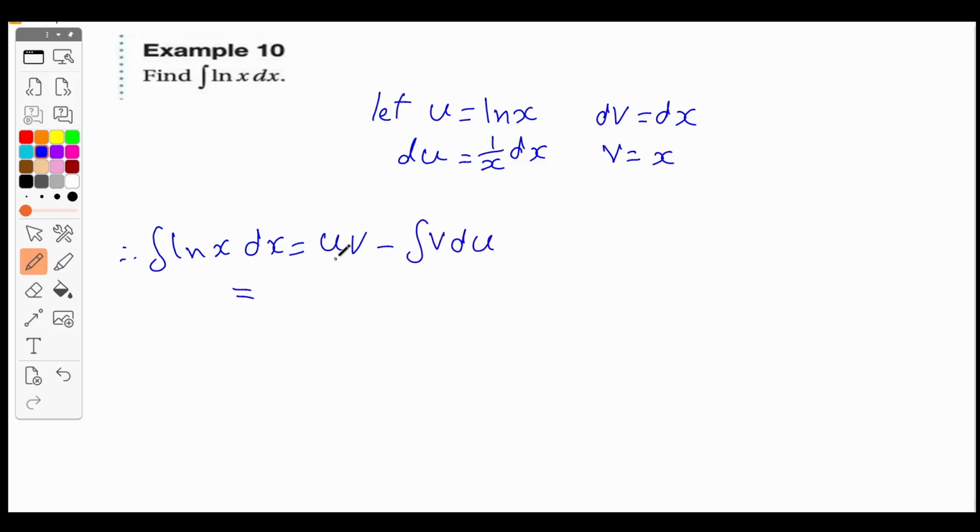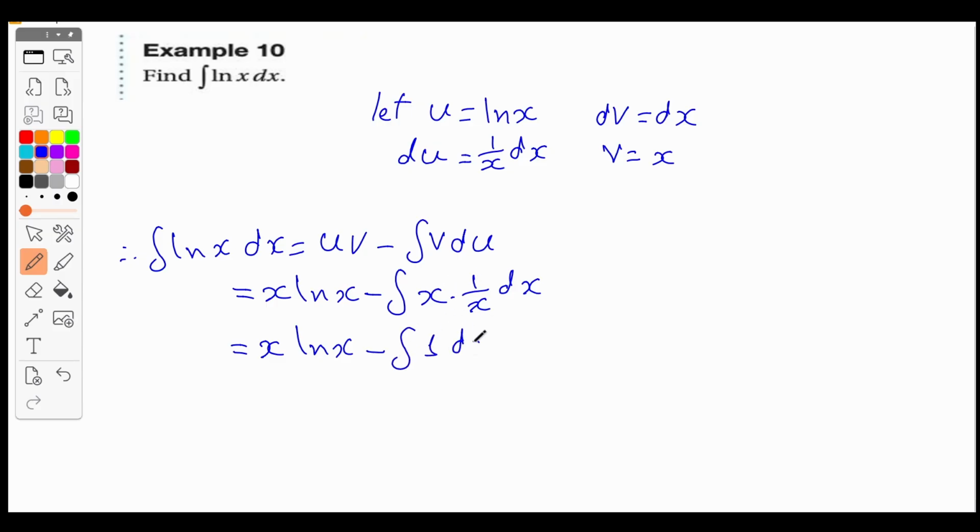Now let's plug in. uv, we need to multiply u times v. That will be x ln x. This is uv minus the integral of v du, where v is x and du is 1 over x dx. Okay, x times 1 over x will be 1. So the first part, x ln x, minus the integral of 1 dx. So the final answer is x ln x minus the integral of 1 dx, which is x, then plus c.